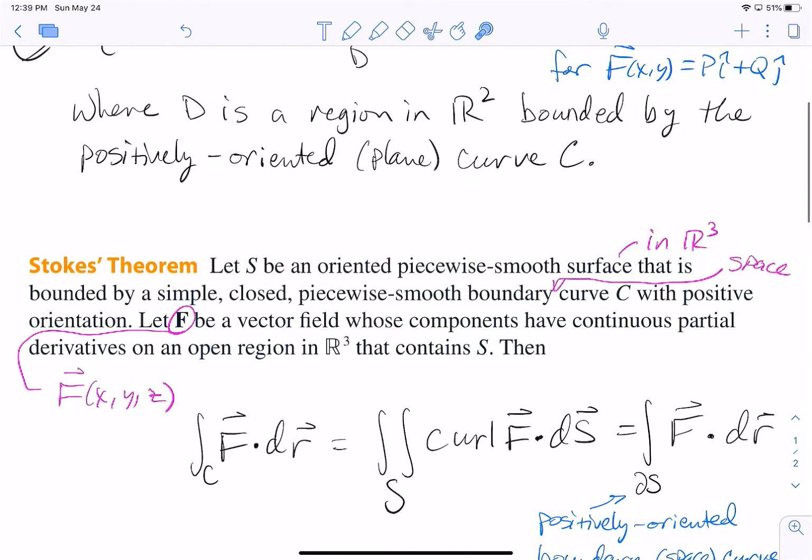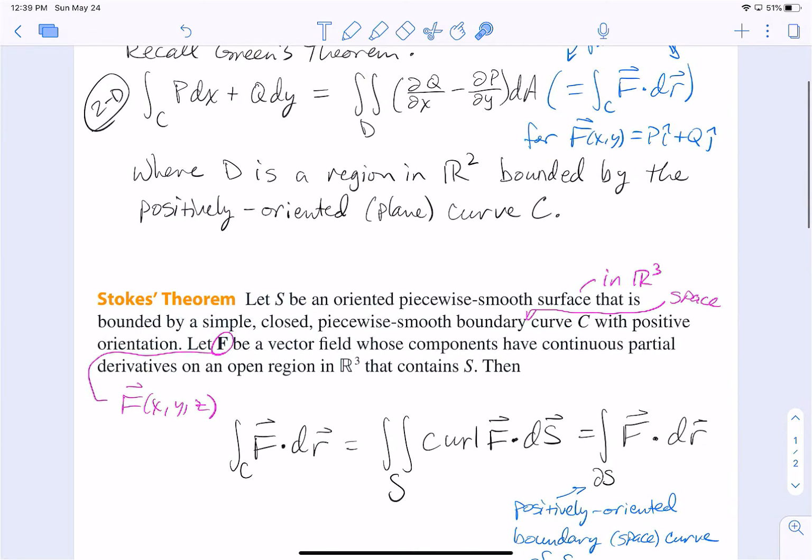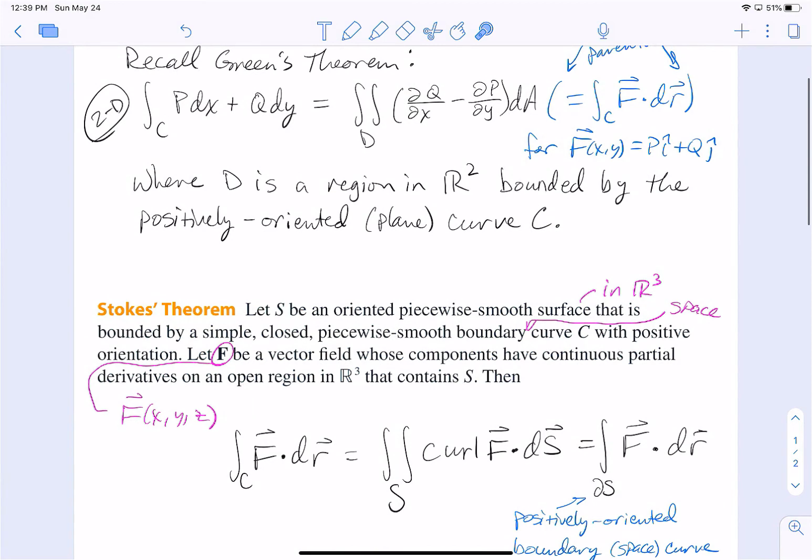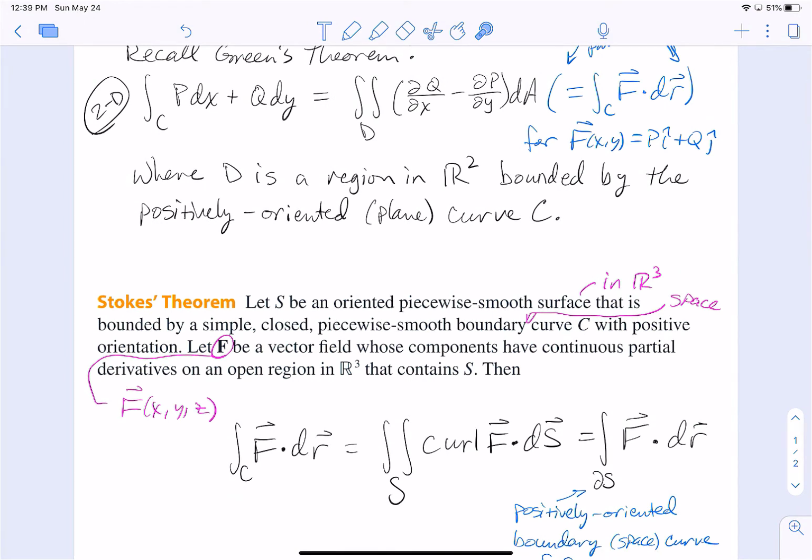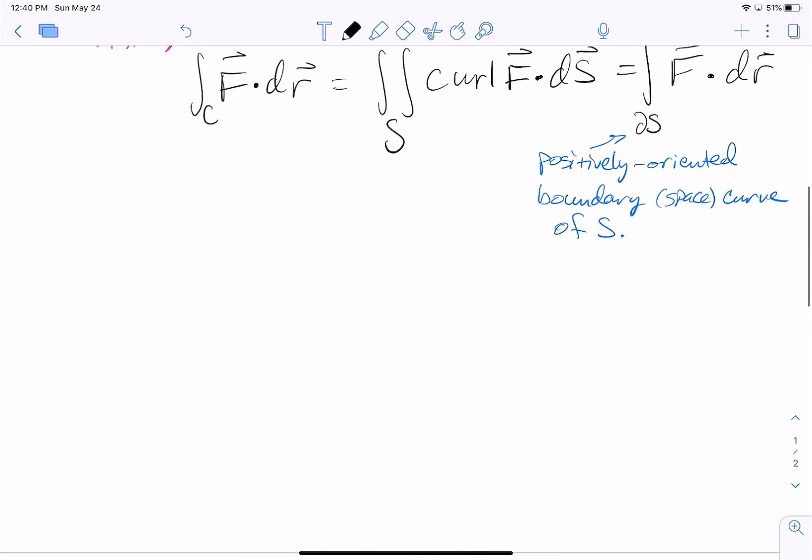Now, comparing these 2 theorems here, what we see is that C is a positively oriented plane curve for Green's theorem, and C for Stokes' theorem is a positively oriented space curve. Just as for Green's theorem, C bounds a region D, for Stokes' theorem, C is the boundary for a space region S. I said space region, I really mean surface in space. Let's bring the analogy home here.